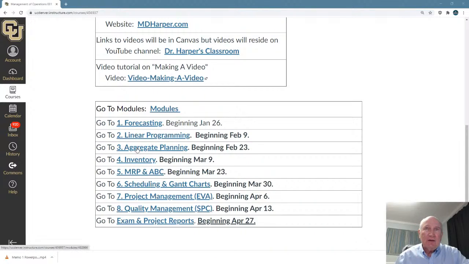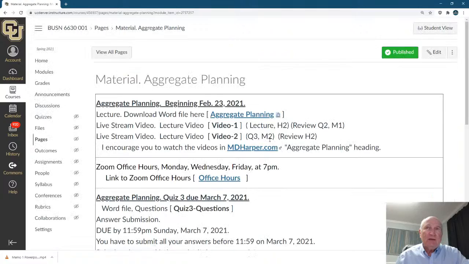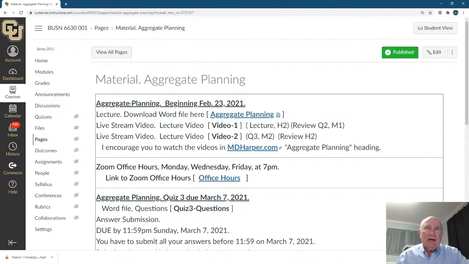So if you click on aggregate planning, notice what I've done. In aggregate planning, there's only one page here, material. You open the material, and everything's going to be on this page. Notice here I have the aggregate planning Word file. This is the lecture notes for this lecture right here. These are the notes that I'll be using during this lecture.